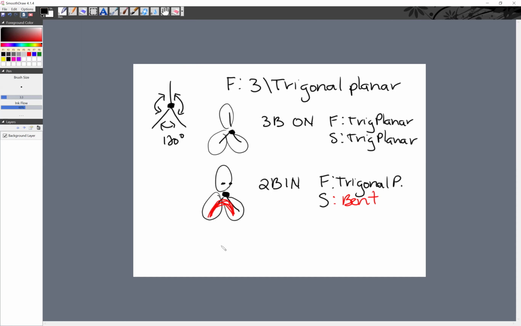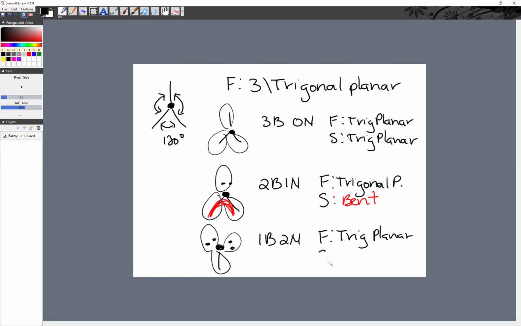Go back to the original. And this time I have 2 lone pairs and only 1 bond. Now there's still 3 things around it. So that begs the question, what is a thing? A thing is either a bond or a lone pair. Now remember, a single bond is one thing, a double bond is one thing, and a triple bond is one thing. So this has 1 bond and 2 non-bonding. So I'm still in family trigonal planar.